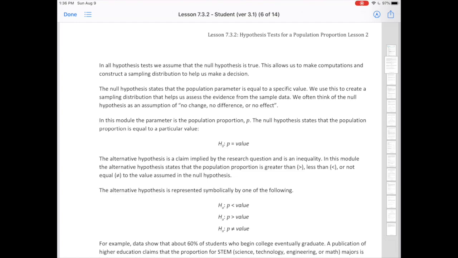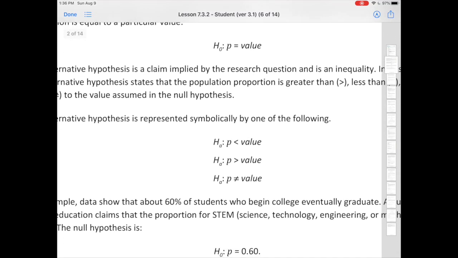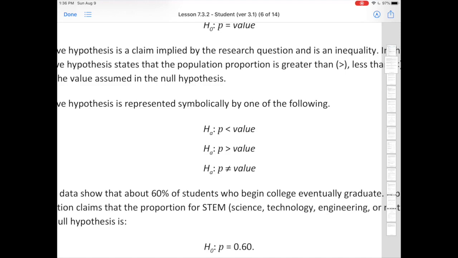The alternative hypothesis is represented symbolically by one of the following. These are the three possibilities for the alternative hypothesis. Either P is less than something. You're going to use that if you think that possibly the proportion has gotten smaller. The second is if you think the proportion has gotten bigger. Or the third one is if you don't know whether it's bigger or smaller, but you're just going to make a claim that it's different.